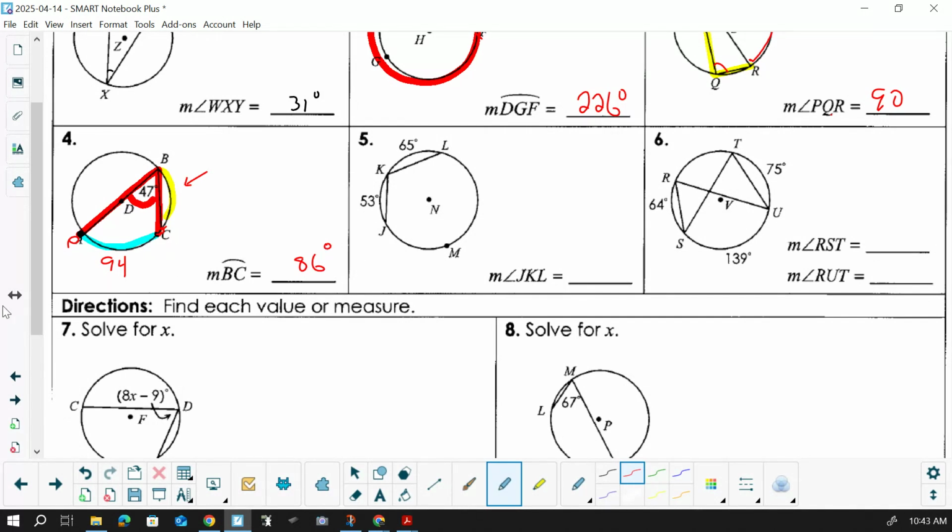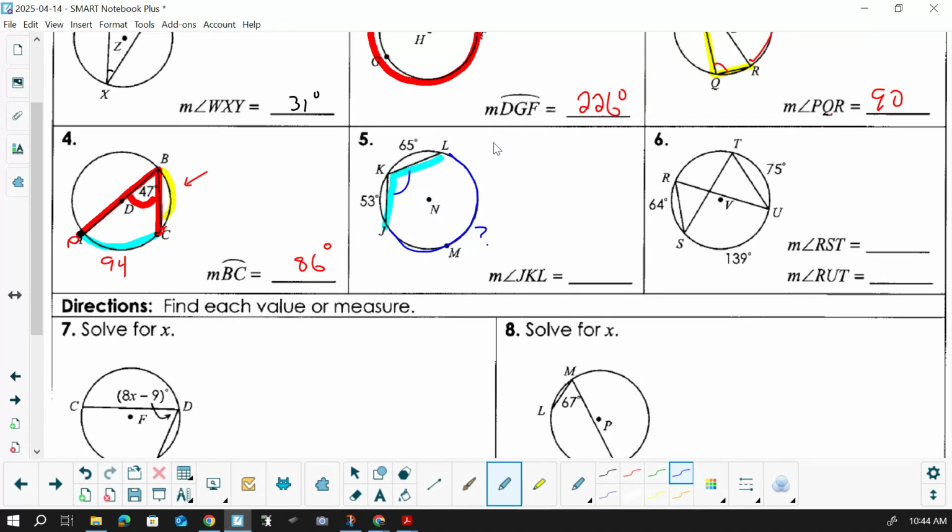Okay. All right, let's see here. We'll do a few more here. Well, let's just keep going. We want to know angle JKL. JKL. So we need to know that arc going all the way around here. But I don't have it. JKL would be half of this arc, right? I don't have it. But I do have these two.